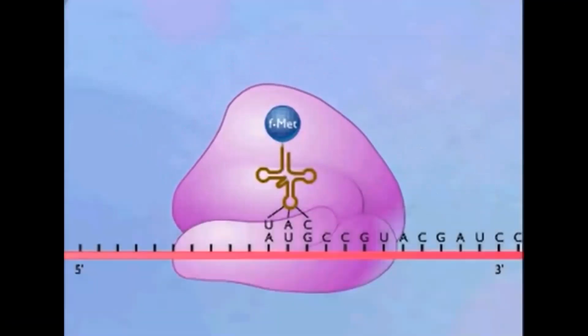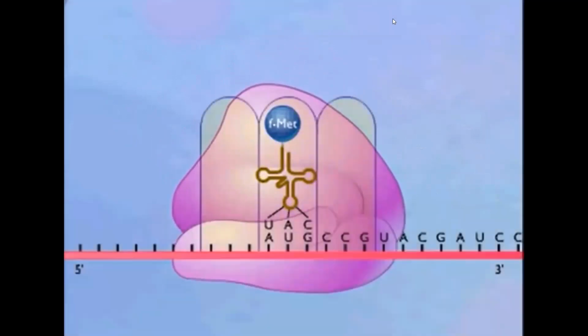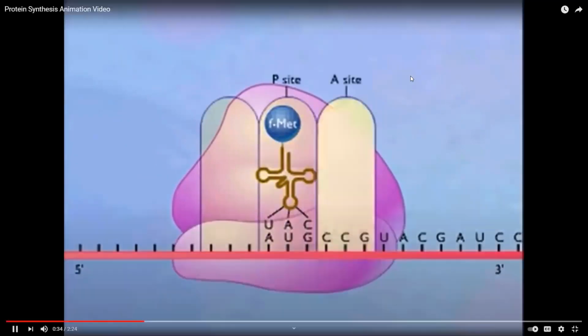The 70S ribosome has two sites to which transfer RNA carrying amino acids can bind. One is called the peptidyl or P site, and the other is called the acceptor or A site. Remember, this is the first tRNA that comes here. The next tRNA will come to the A site, the back side of the P site. A means acceptor site.